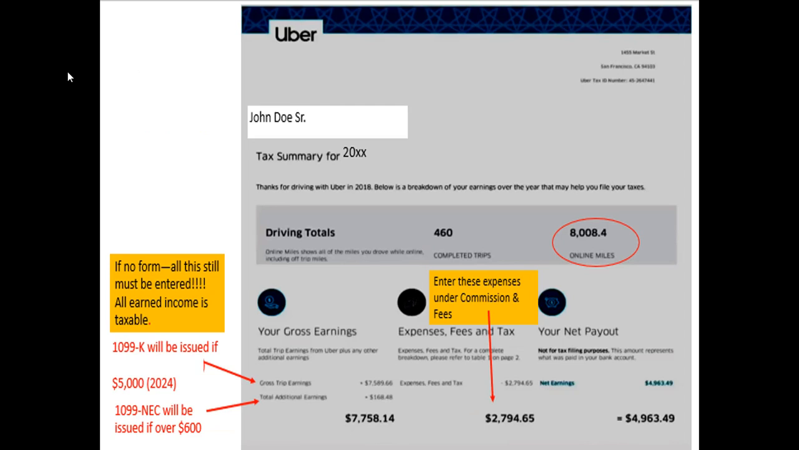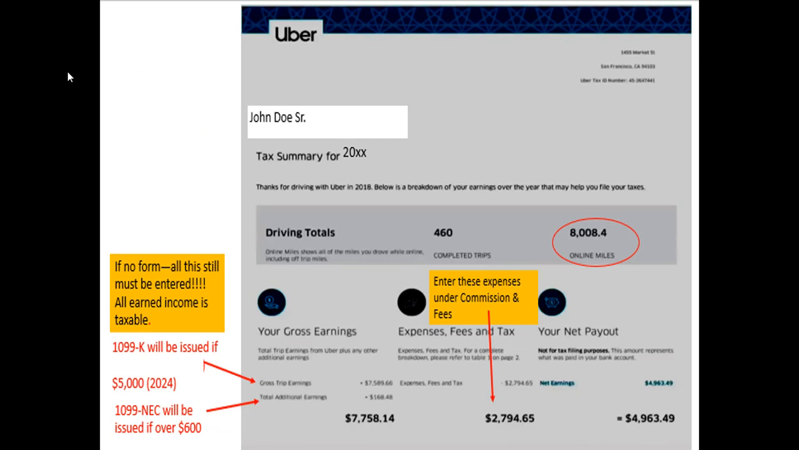This is an example of an Uber statement. Again, you see the miles, but remember, they don't report all the miles. They also have the gross earnings over on the left-hand side, and their expenses and fees there in the middle. Then the net payout is the two separated, their net earnings. They may not have a tax form. You still have to enter it.